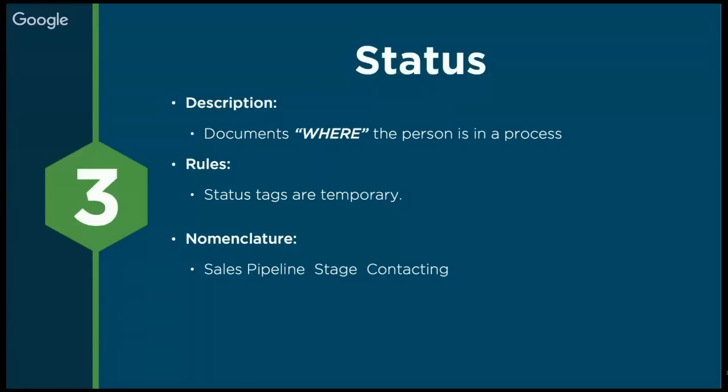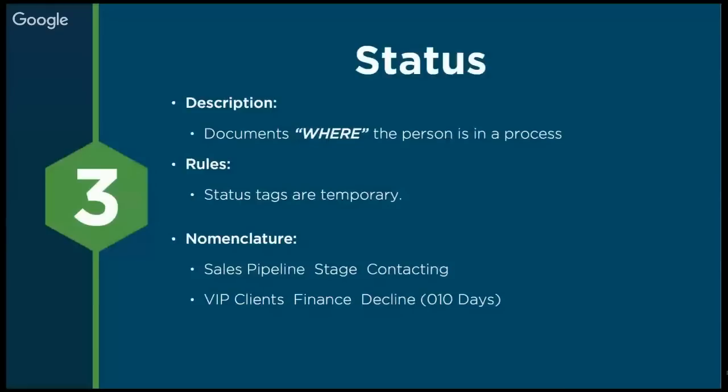Now, ideally, there should be dashes here. It should be sales pipeline-stage-contacting. That way, I know that this person's in the sales pipeline and their stage is contacting. Or here I've got VIP clients-finance-decline 0 to 10 days. Not sure why all of my dashes disappeared on a few of these, but there should be dashes in there.